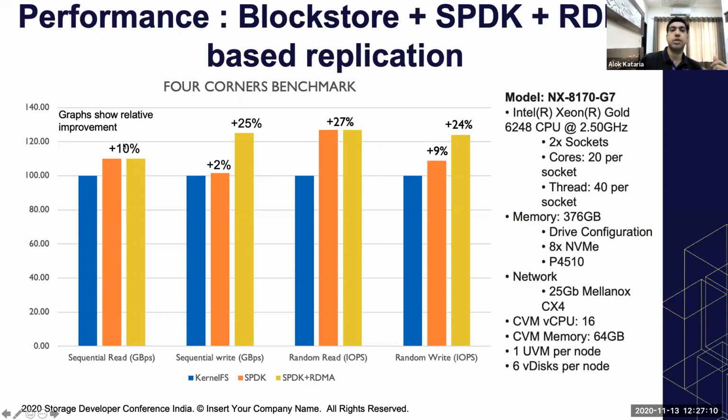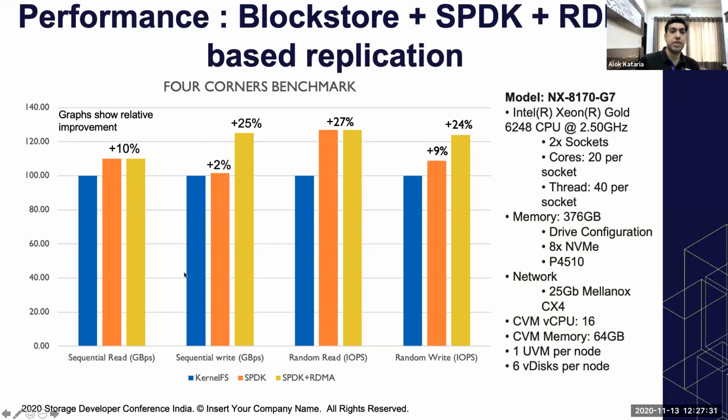So the 10% improvement is justifiable over here. You would also notice that RDMA doesn't make any difference on the read workloads, and that is because on the read side we are doing a read from the local media. RDMA only comes into the picture when we are replicating it over to the remote node.